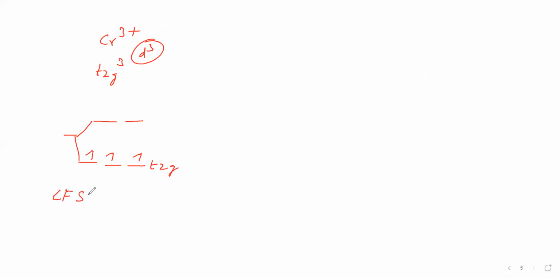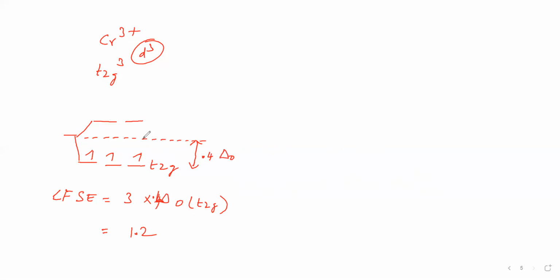For T2G3, the crystal field stabilization energy is equal to the number of electrons times the delta naught of T2G. The delta naught of T2G means 0.4 will come, so 0.4 into 3 is 1.2. This is 0.4 delta naught.